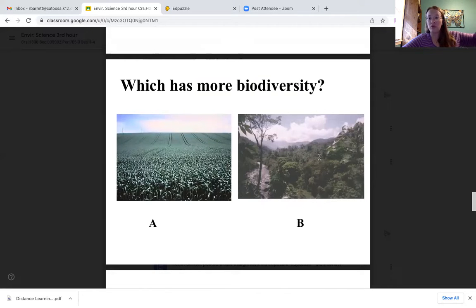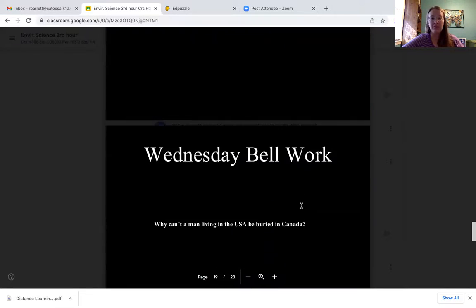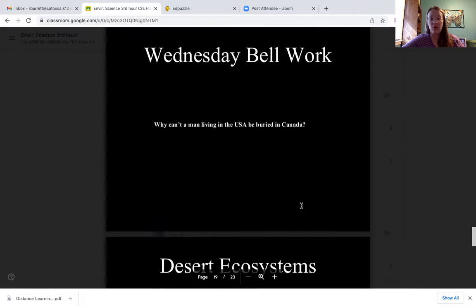If I have an apple orchard with 100 apple trees, or my front yard with a pecan tree, an apple tree, and a peach tree, so I only have 3 trees in my front yard, but I have an orchard with 100 trees that are all the same. My front yard is more biodiverse because I have 3 different species versus 100 of one species. So keeping that in mind, I'm going to look at Wednesday bell work.